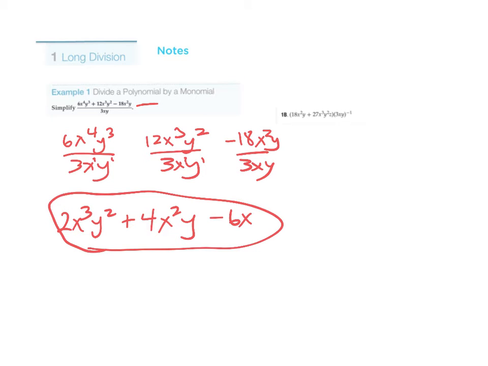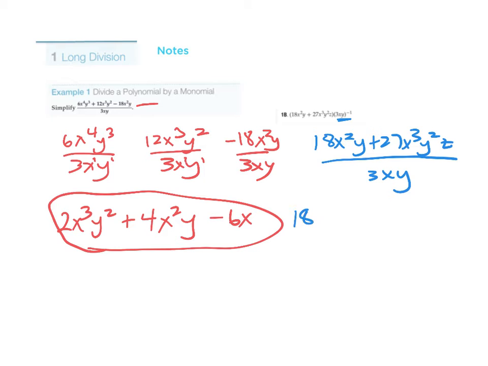Now if we look at this next problem, it looks a little different, but it's only written differently. This part right here with the negative exponent means to flip that part. So in reality, this is 18x^2 y plus 27x^3 y^2 z, but it's all over the 3xy. That's what the negative exponent means to do. I'm taking that part and flipping it to the denominator.